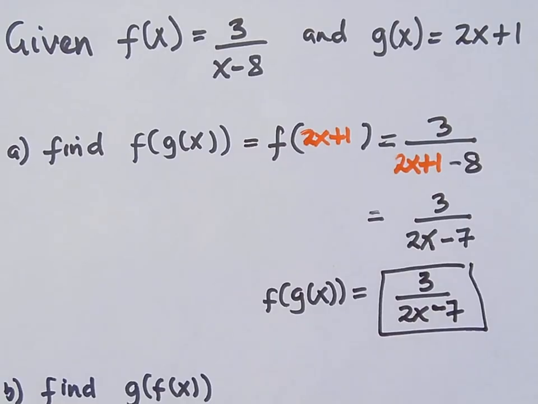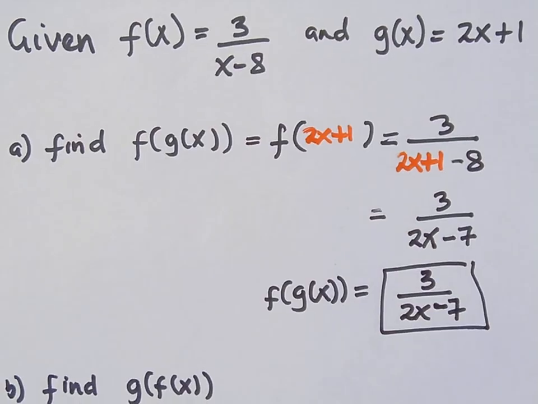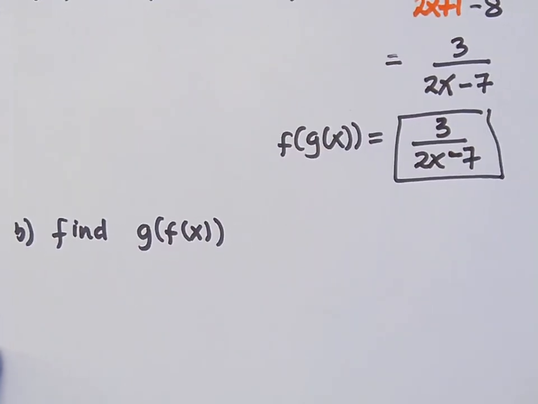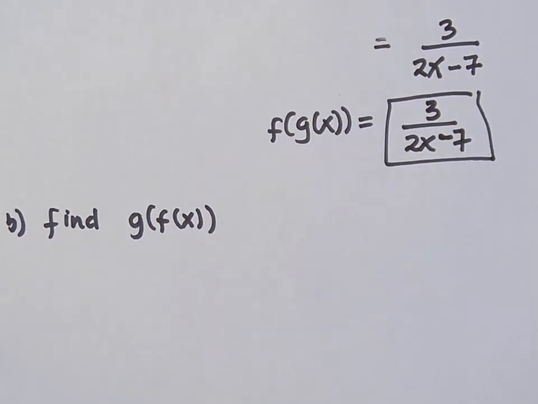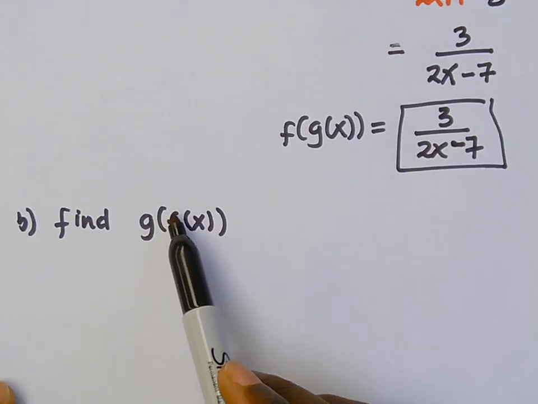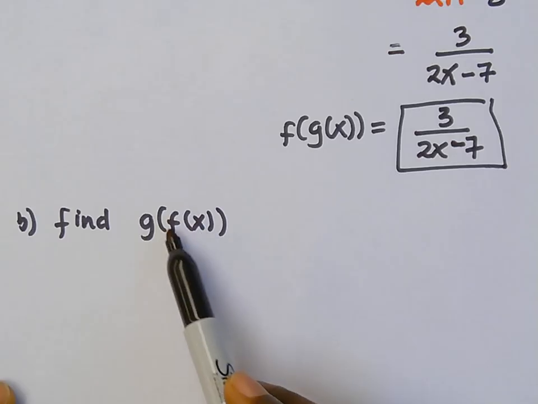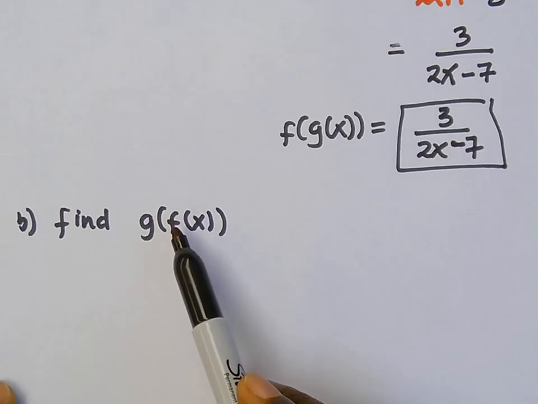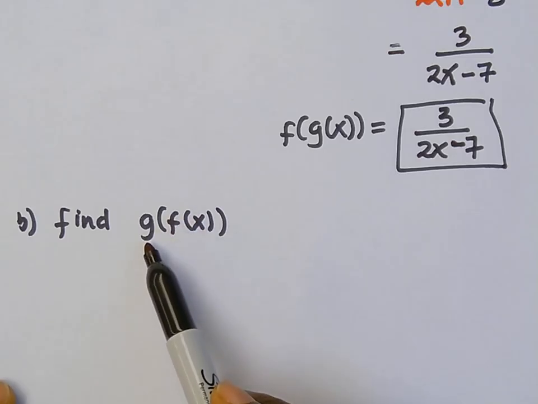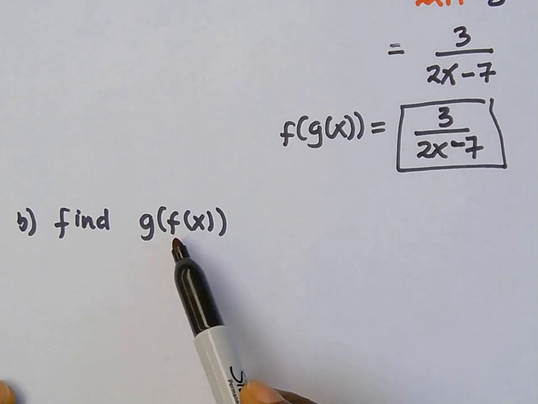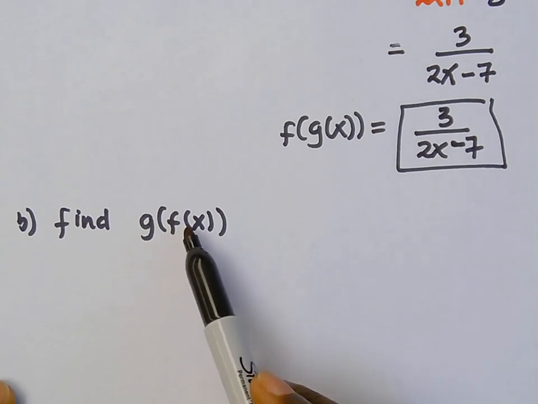Okay. Now let's look at the second part, b, that says we should find g of f of x. So again, we're working from the inside out, right? Working from the inside out. So what this expression is saying, we should plug in f of x, which is going to be our input, then use that input and plug it into g of x. So I'm going to find f of x and just come and plug it in right here.